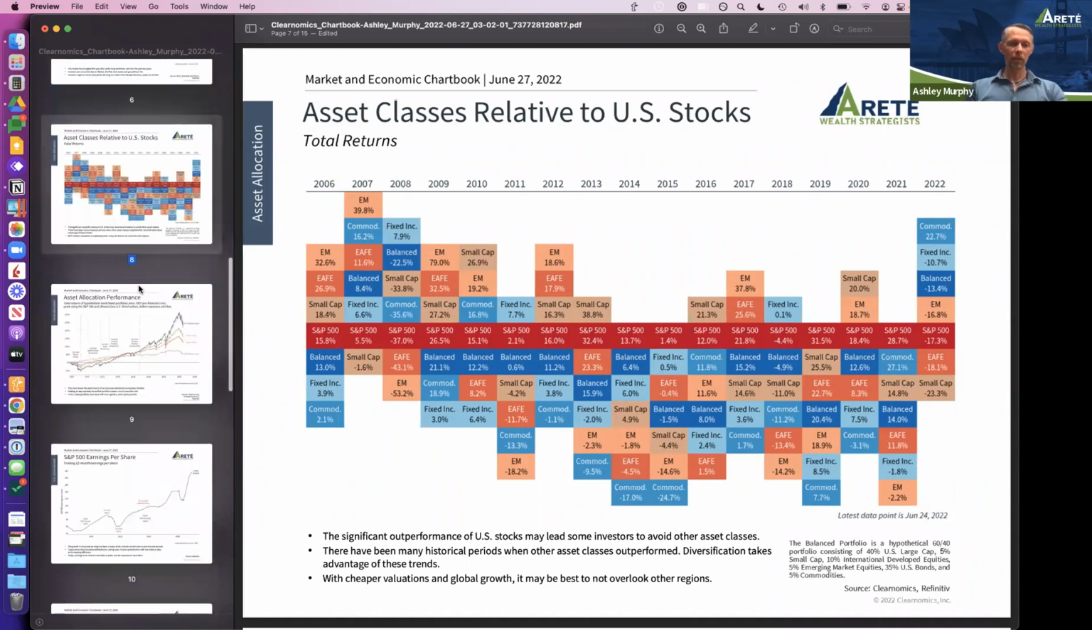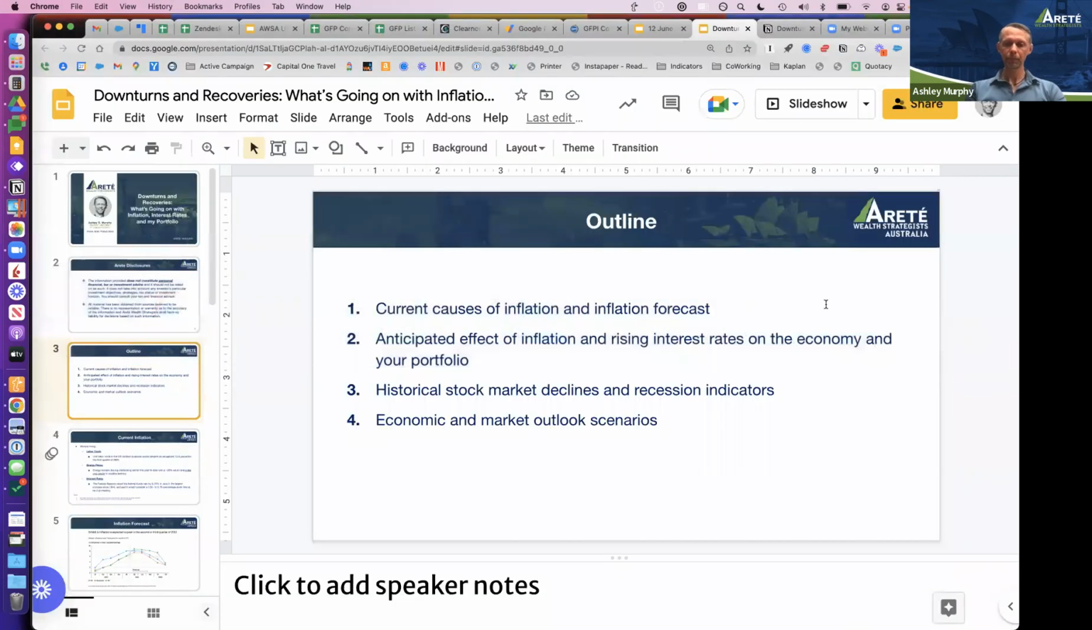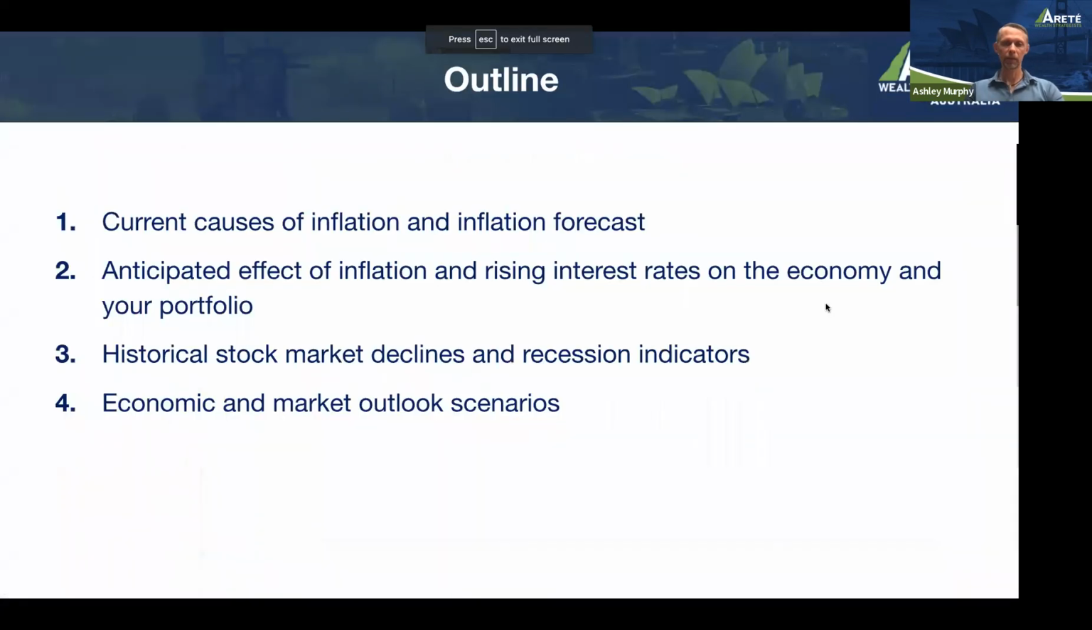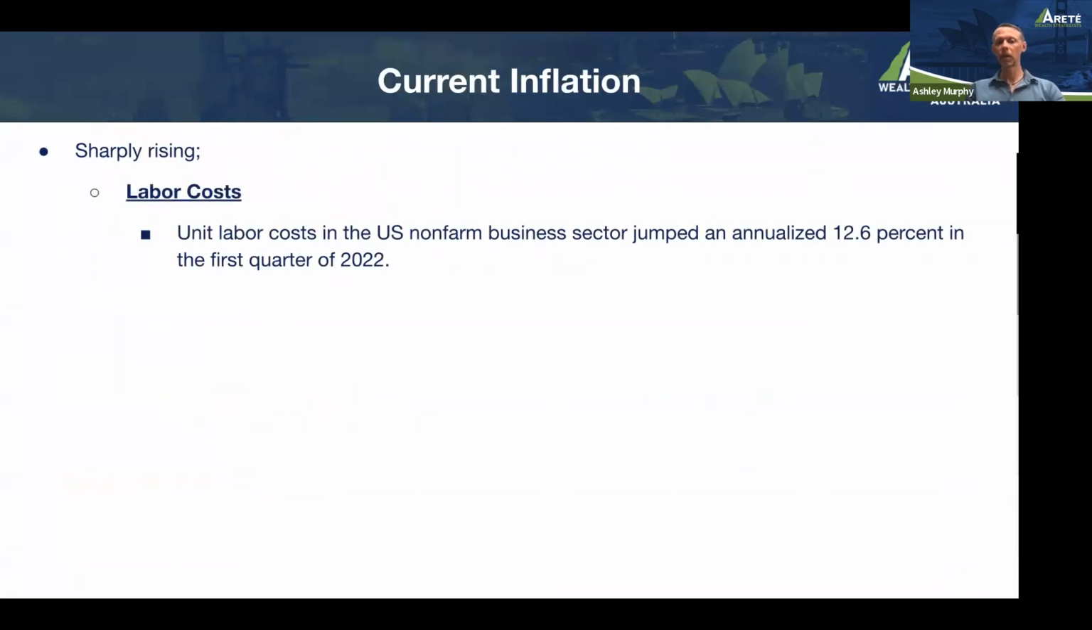So let's swap back to the prepared slides, and we can get into this. So current inflation, what's going on? Well, really, we're seeing a late stage cycle occur with labor costs. So what's happened in the past couple of years? Well, we couldn't work. There was a global pandemic. People were staying at home. Suddenly, and the economy was pumped full of stimulus.